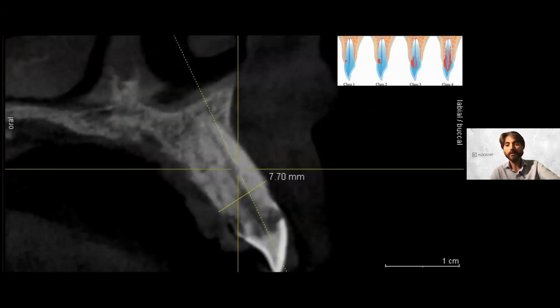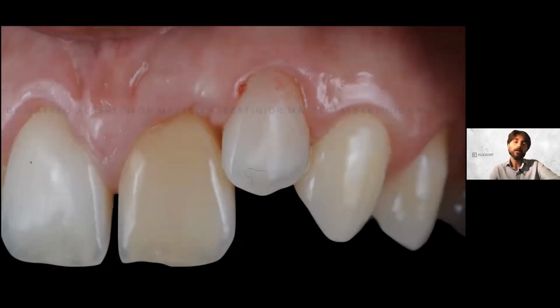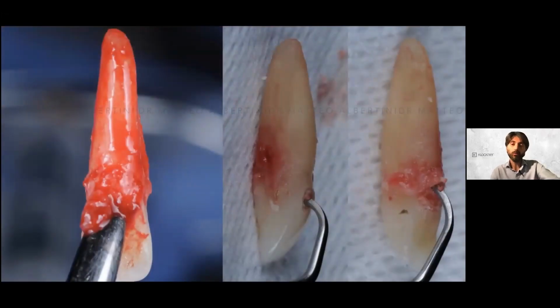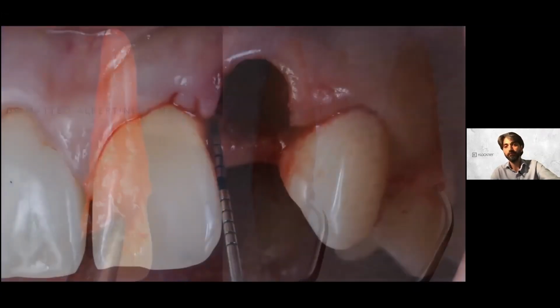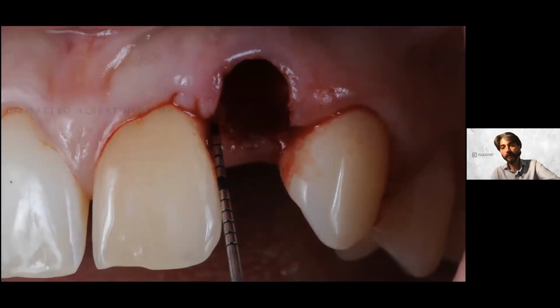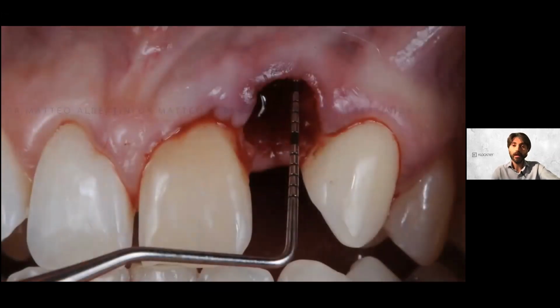So we decided to treat this case with the same approach. We performed the extraction and we checked the extension of the lesion that was through. Then we checked the distance between the bone crest and the future contact point. That is 10 millimeter, and it's not possible to have predictably papilla there. And this is the position of the buccal bone crest.